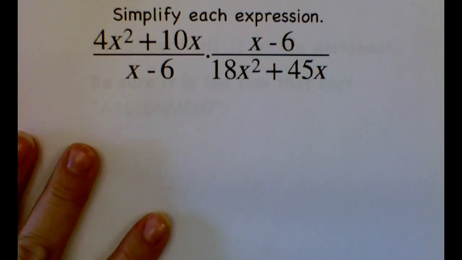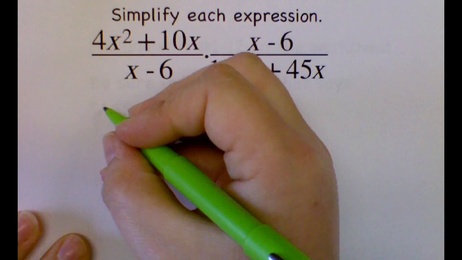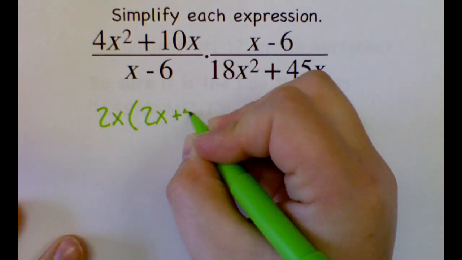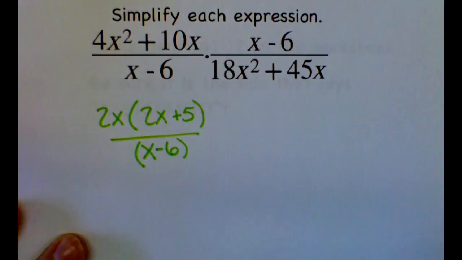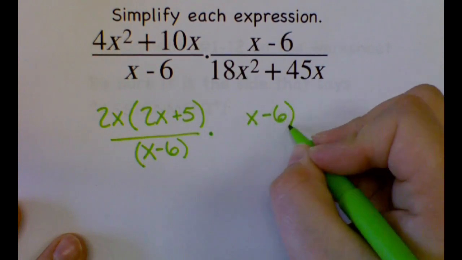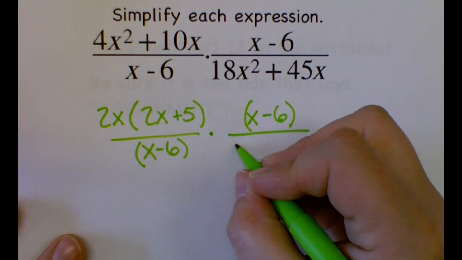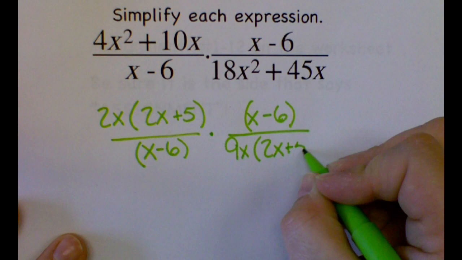And one more example here. Again, we're multiplying our rational expressions, so I want to factor everything right away. This first fraction in the numerator, I can take out a 2x times 2x plus 5 over x minus 6. Remember that x minus 6 is in itself a whole factor. Times x minus 6, again, a whole factor. Over, take out my GCF here, it is 9x, which is 2x plus 5.